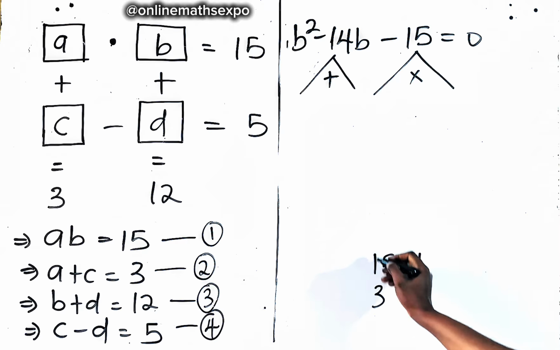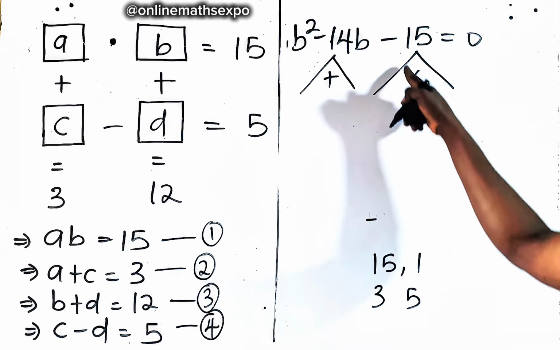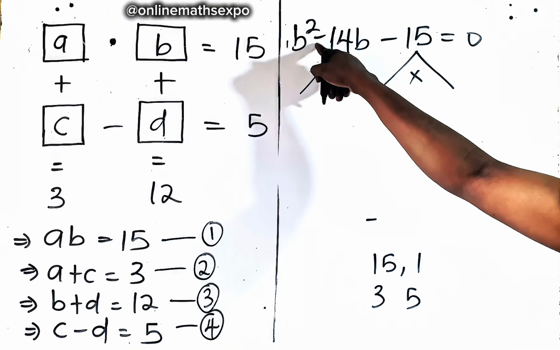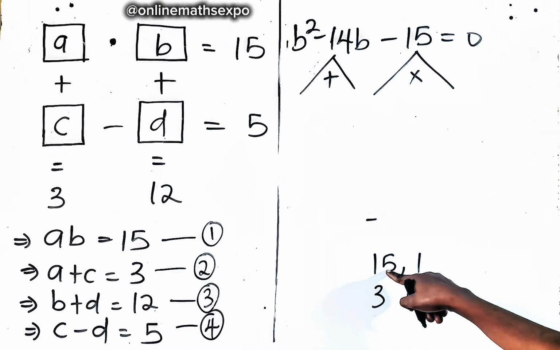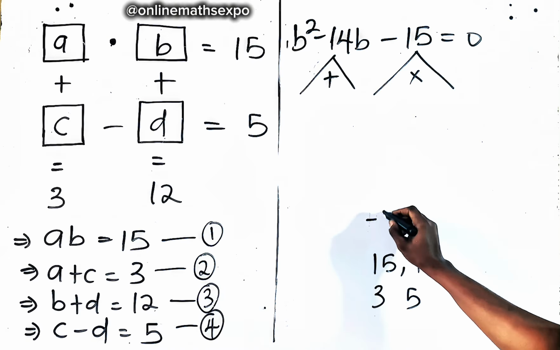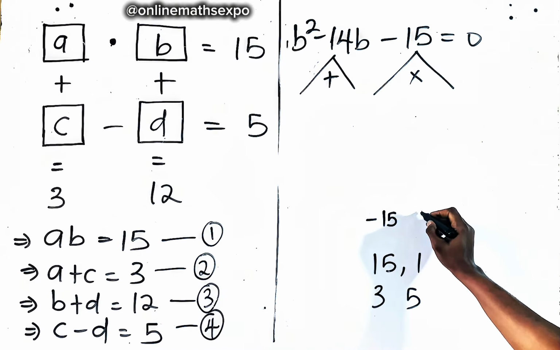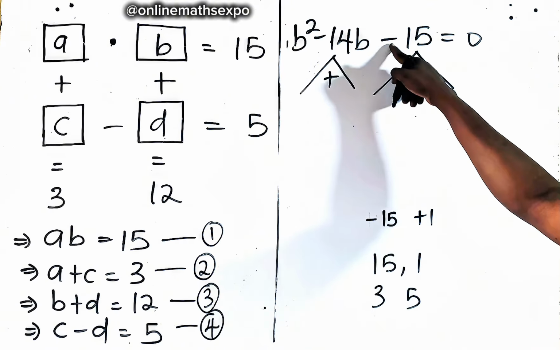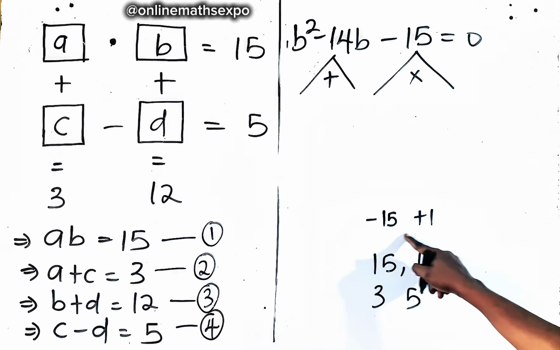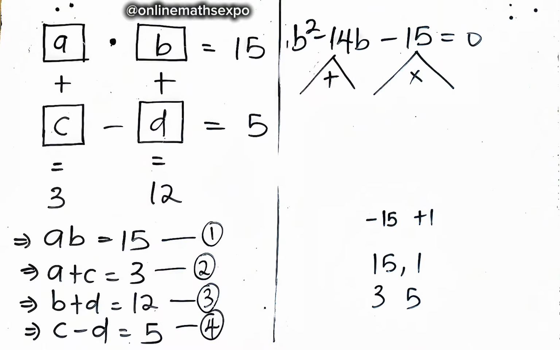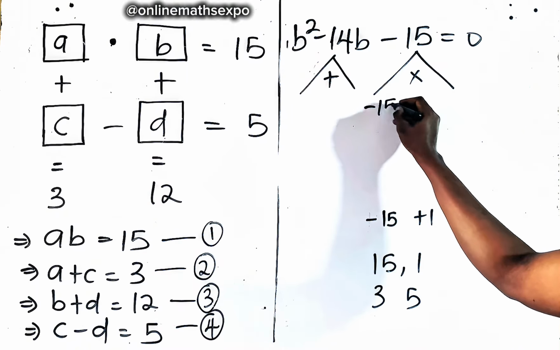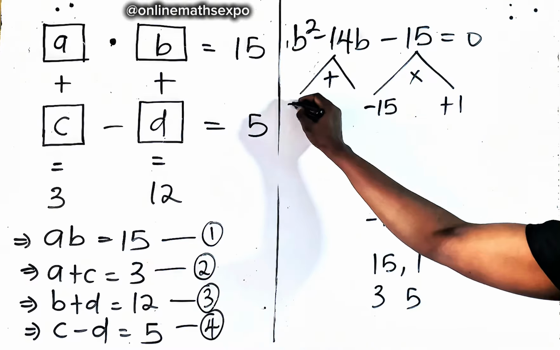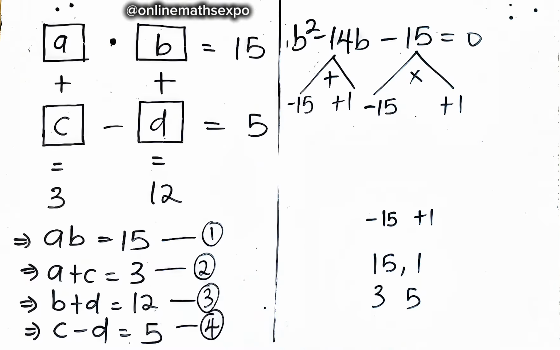We can have this as negative because we are targeting negative 14. It means that the bigger number should be negative. So we have negative 15 and positive 1. If you multiply these two, it gives you negative 15, and when you add them, it gives you negative 14. So we can choose negative 15 and positive 1. These are the two factors.